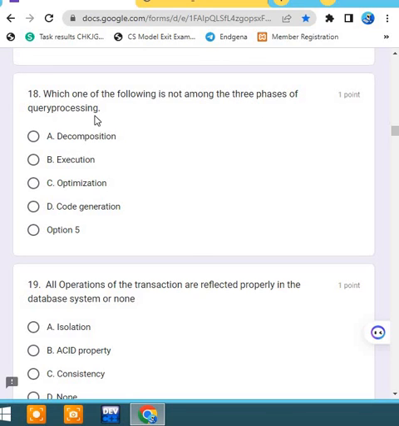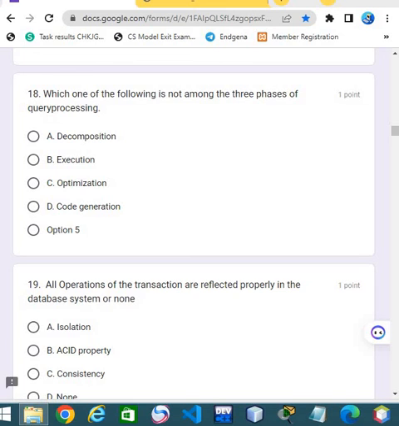Which one of the following is not among the three phases of query processing? A) decomposition, B) execution, C) optimization, D) code generation.